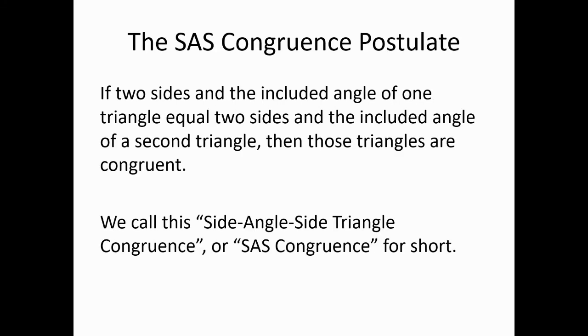Okay, so let's go ahead and state it officially. And here's what it is. If two sides and the included angle, that is the angle they make, of one triangle equal two sides and the included angle of a second triangle, then those triangles are congruent. And this is called side angle side triangle congruence.